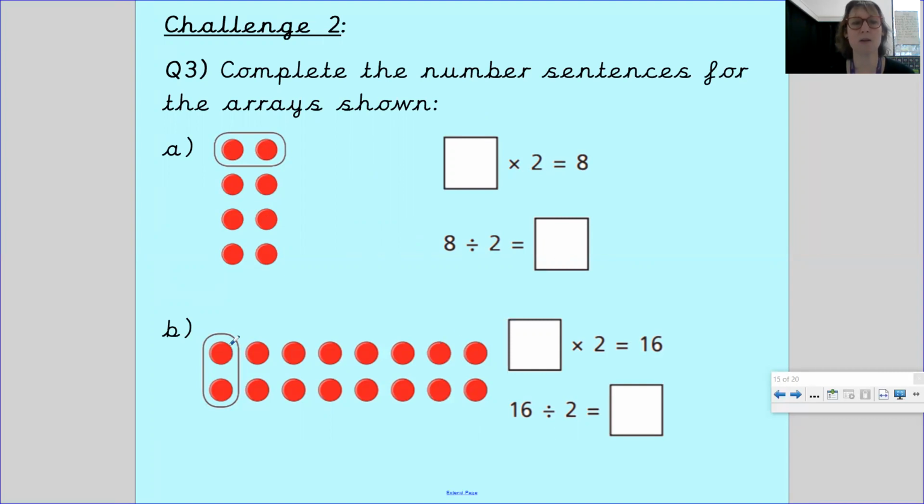Here, you're counting in columns because you've got 2 in each column. So you've got 16 altogether. 2, 4, 6, 8, 10, 12, 14, 16. So how many columns have you got? And that will be the same number. So if you were to count in 2s until you got to 16, how many times would you have counted? 2, 4, 6, 8, 10, 12, 14, 16. How many would you have counted?